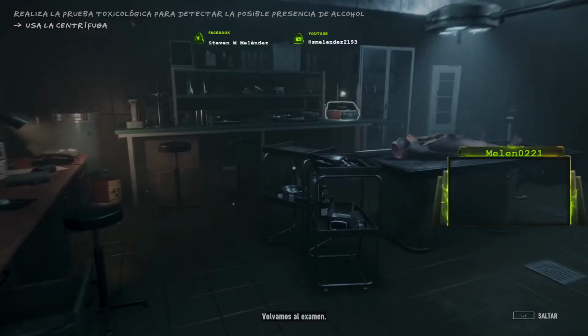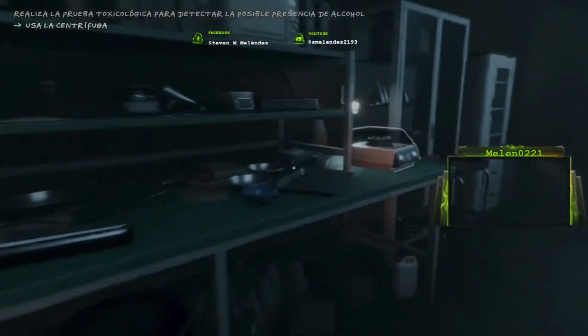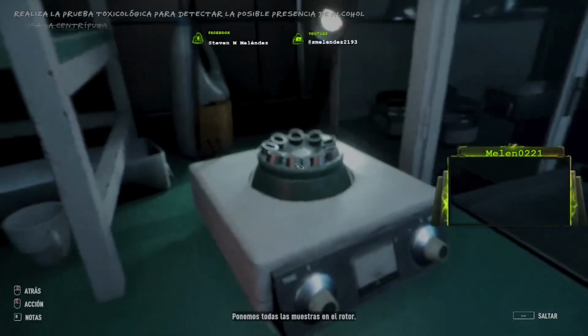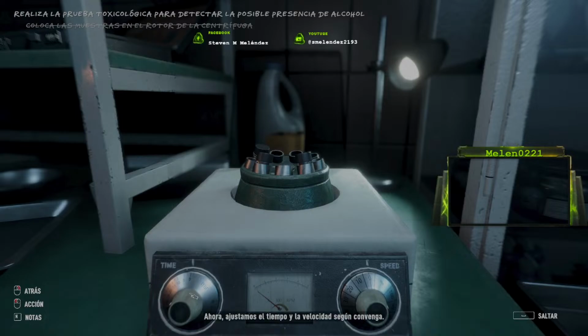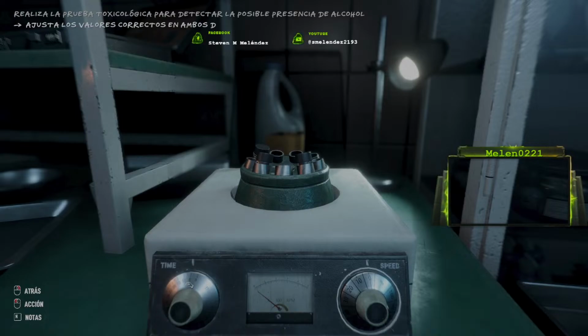Let's get back to the examination. We put all of the samples into the rotor. Now, we set the appropriate time and speed.